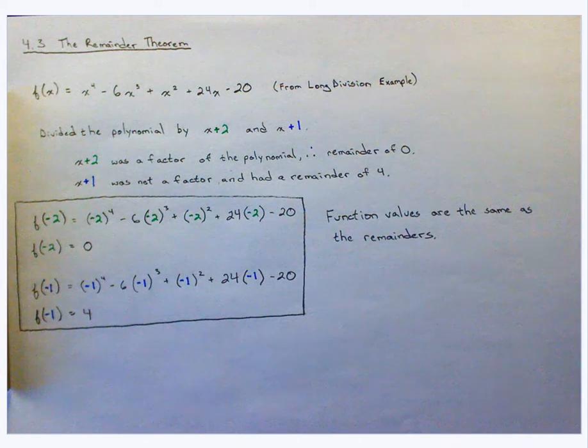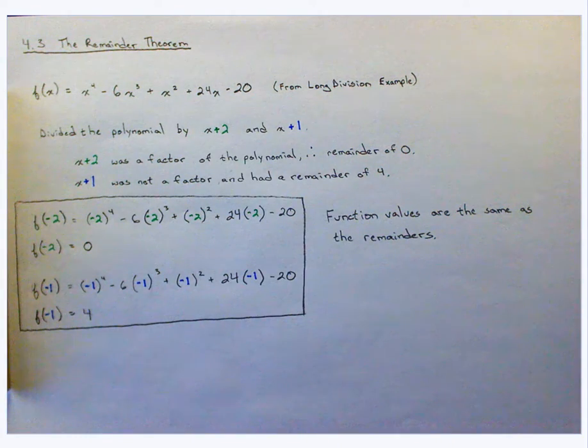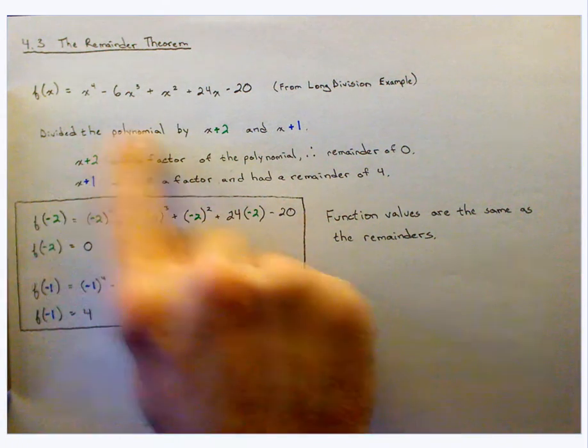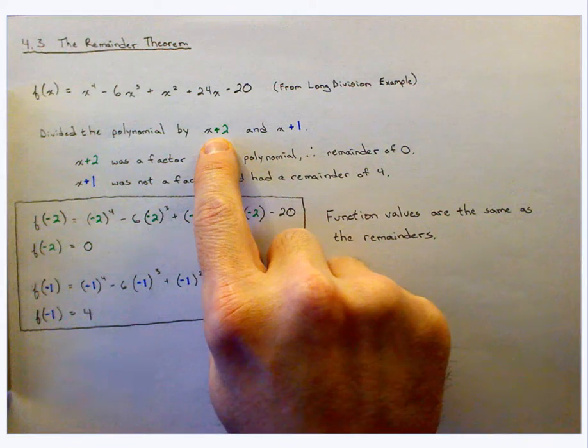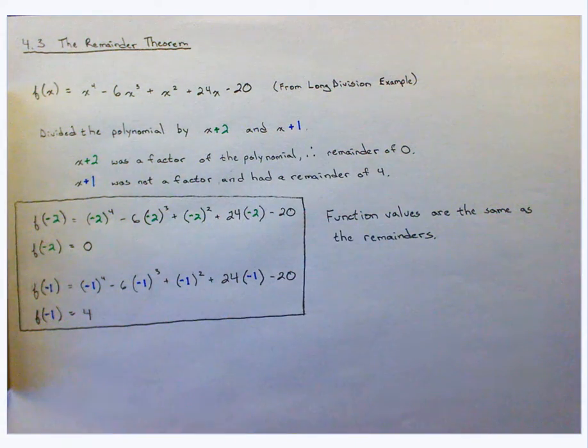Hey guys. Alright, from 4.3 we're going to talk about the remainder theorem. And really we've already talked about it, we just haven't called it the remainder theorem. And this is the polynomial that we used for the long division examples. For instance, we looked at dividing the polynomial by the factors x plus 2 and x plus 1 to see if it would go in there evenly or have a remainder.